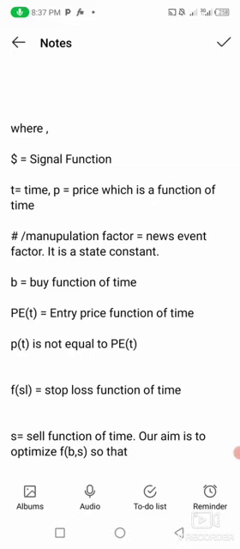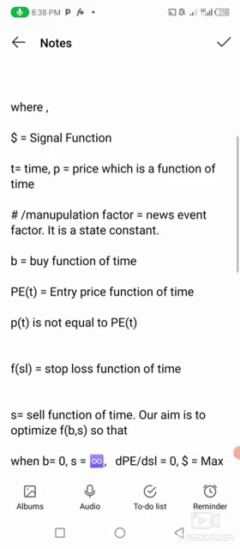It's much more different from the entry price function of time. The entry price function of time is a price equation that you derive in the process of trying to get an entry signal, or to get an entry price. So the entry price will keep changing depending on the price function. These are things I'm going to explain on the chart.